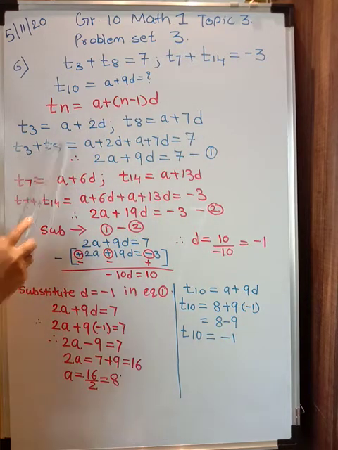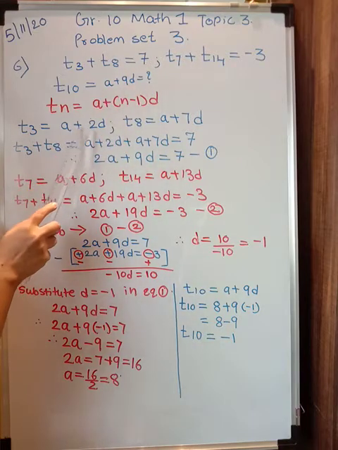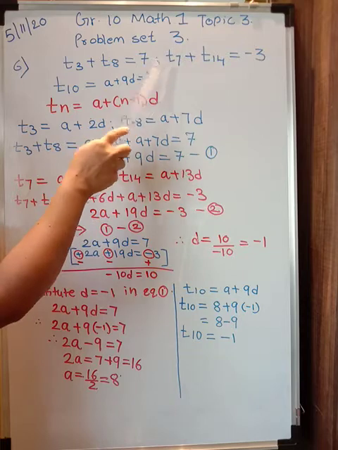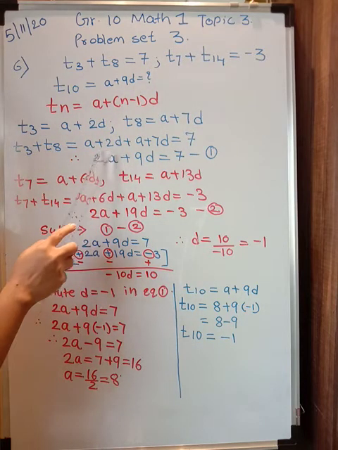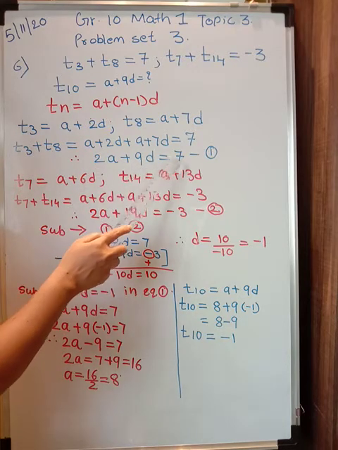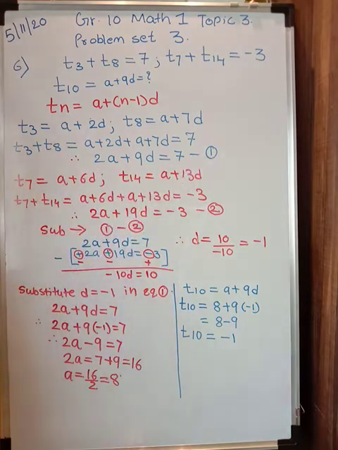Now T3 plus T8 is given as 7. So A plus 2D plus A plus 7D will be equal to 7. Add this up. 1A plus 1A is 2A and 2 plus 7 is 9D. So 2A plus 9D is equal to 7 is your first equation.